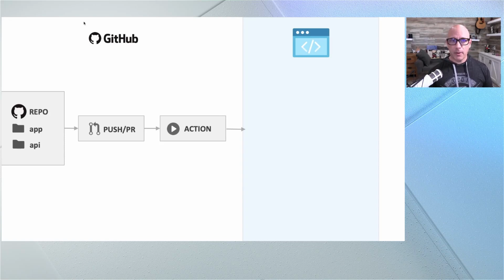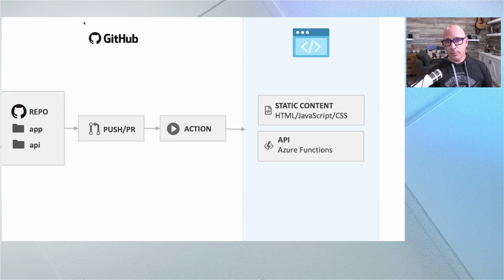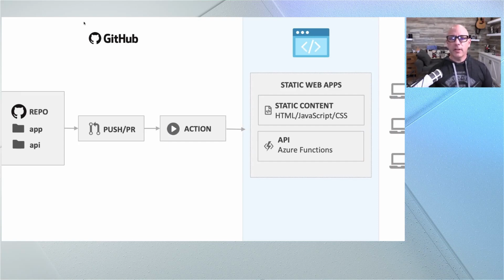And then once it's there, it'll automatically deploy those static assets up to our static content in Azure, and it deploys our Azure Functions up into an API. And collectively, this is known as static web apps. And then when your users go to hit it, they've got global scale because it's deployed to at least 5 servers and regions around the world.